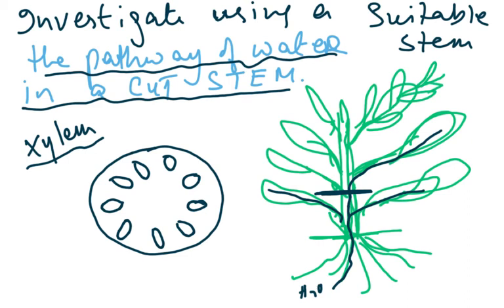So we cut this branch here and we use this cut stem. So it says cut stem. Please understand this. We say cut stem. So this cut stem has to be used, and we put this in a beaker. So we take a beaker and we put some water in it and we put a dye in it, say we put 1 ml of methylene blue.